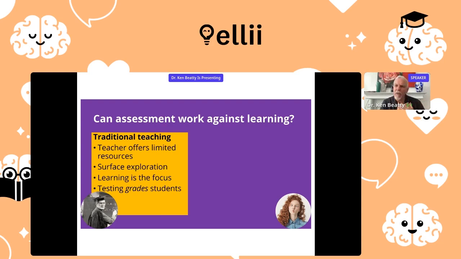There's a surface exploration. Okay, finished unit one, let's move on to unit two. You keep going. Learning is the focus. You're totally focused on the learning thing. It has to be happening, and we have to measure that learning by testing. So we grade the student.